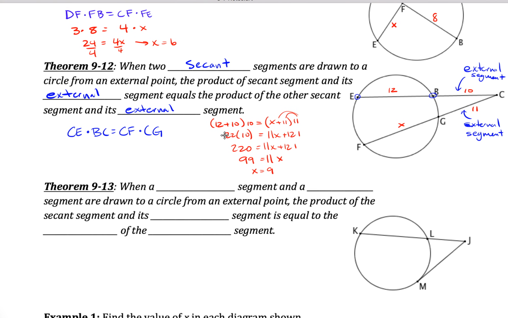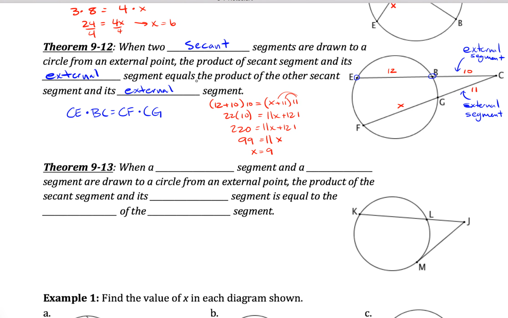The next theorem, 9-13, kind of builds off of what theorem 9-12 tells us. It says that when a secant segment and a tangent segment are drawn to a circle from an external point, the product of the secant segment and its external segment is equal to the square of the tangent segment.